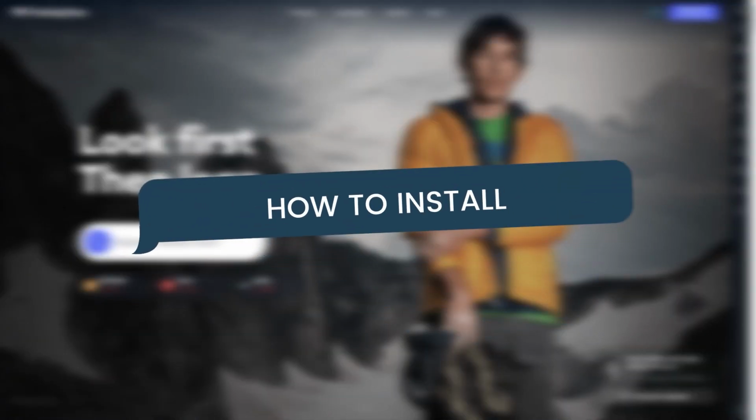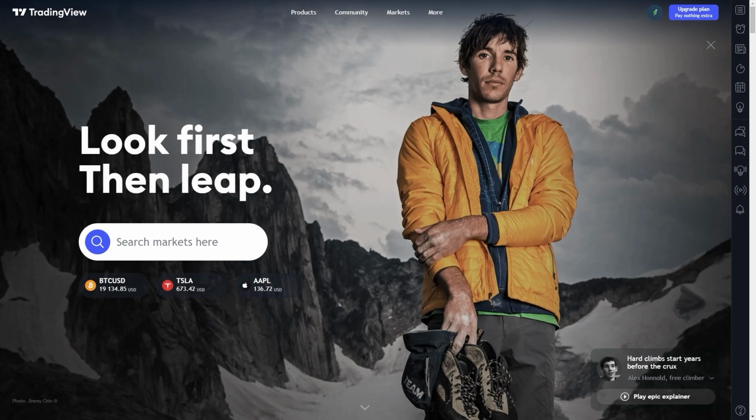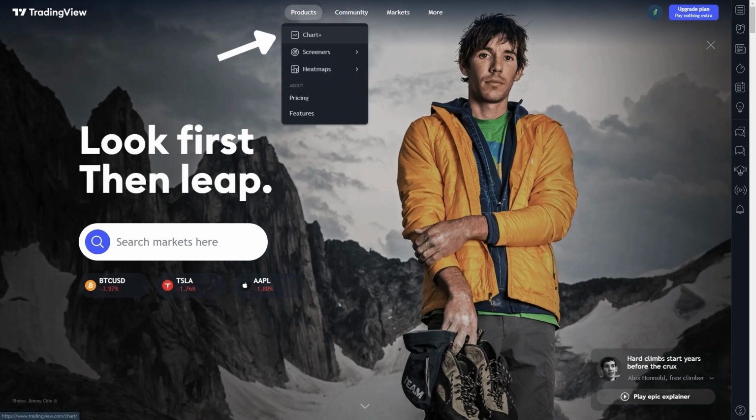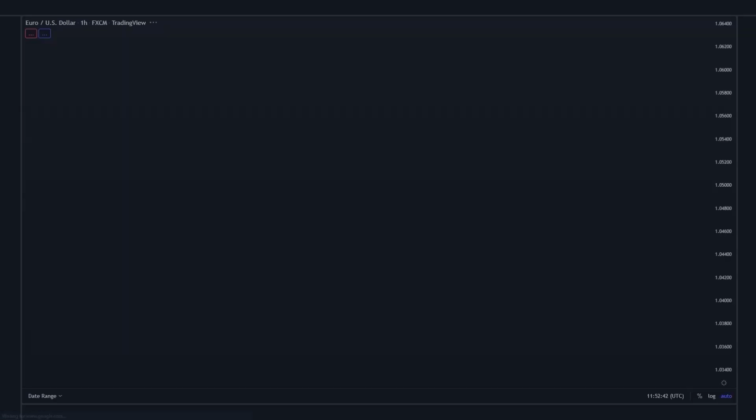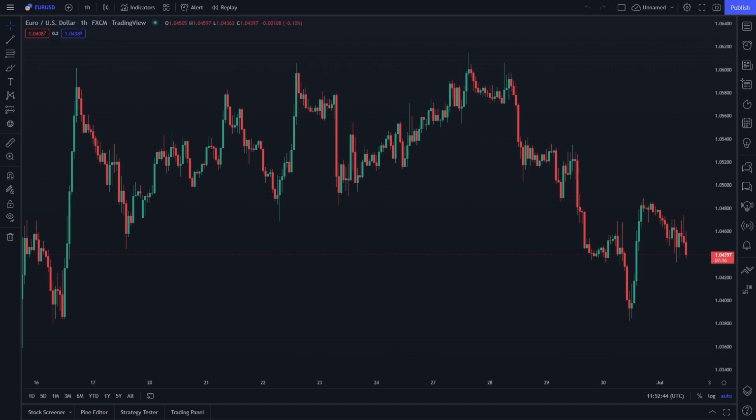How to install the indicator? We are using TradingView to use this indicator. Go to tradingview.com or you can click the link in the description below and sign up for a free account. In a free account you can get access to up to 3 indicators for free. Now, go to product and you will see the market chart, click on it. Choose a currency pair and set the time frame to 1 hour.